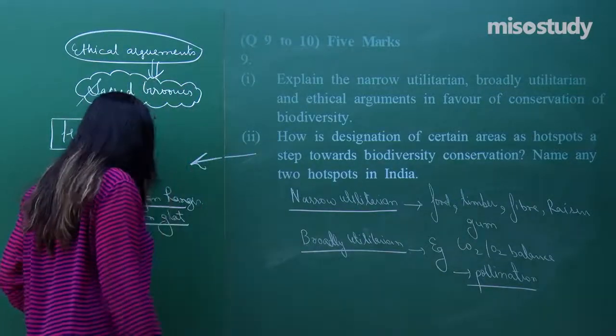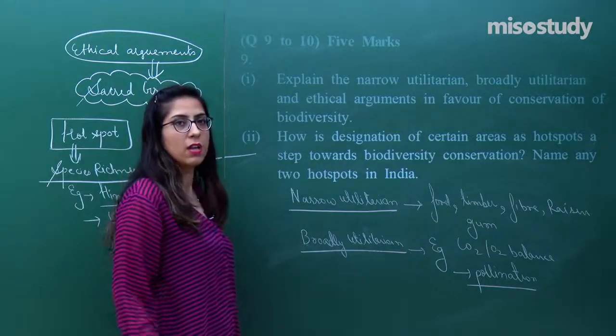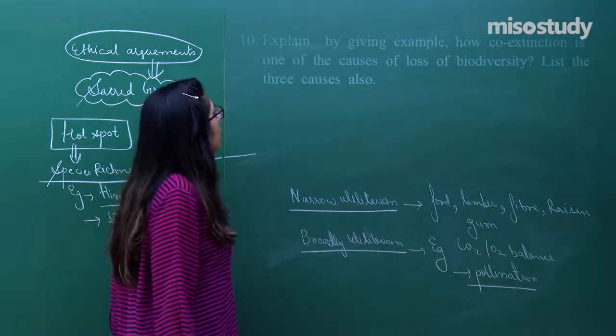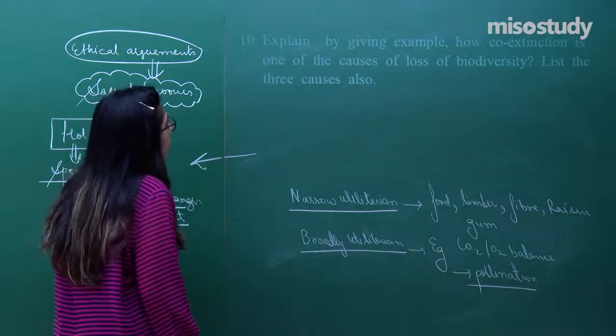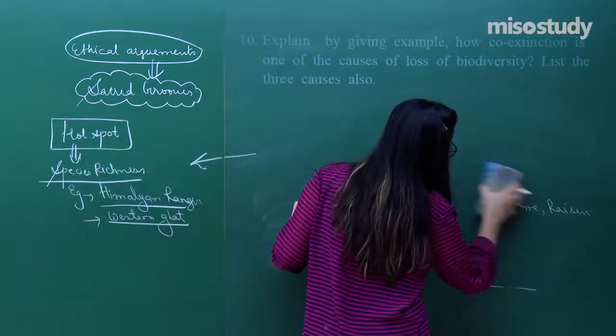Now let's move on to the next question. If I start writing about this question for 5 marks or 3 marks, it will take a large amount of time for me. Now let's move on to the next category. This is the same category of 5 marks, a long answer type you have to explain.